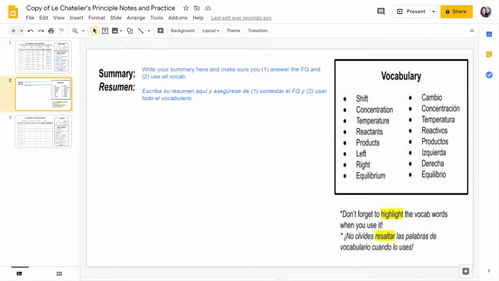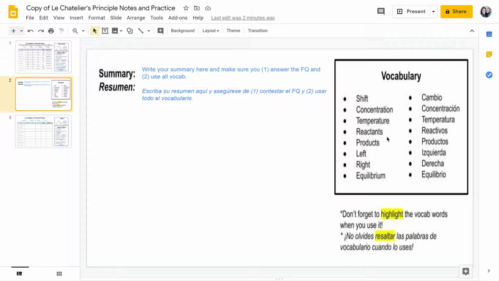And you are going to use these vocabulary words. So we have shift, concentration, temperature, reactants, products, left, right, and equilibrium. I forgot to mention it on the last set of notes that we did like this, but when you write your summary, please highlight the vocab words. I know a lot of people did it automatically, but some of us forgot. So please don't forget to highlight when you use the word shift, make sure you don't forget the F. Otherwise, I don't want you getting in trouble for saying a bad word. You use the word shift or reactants, please highlight it.